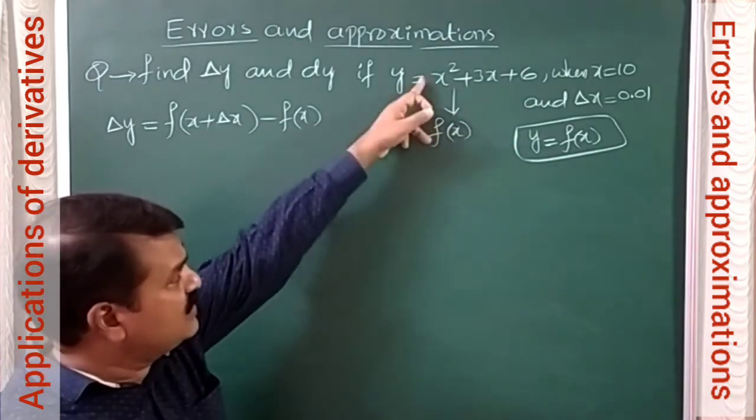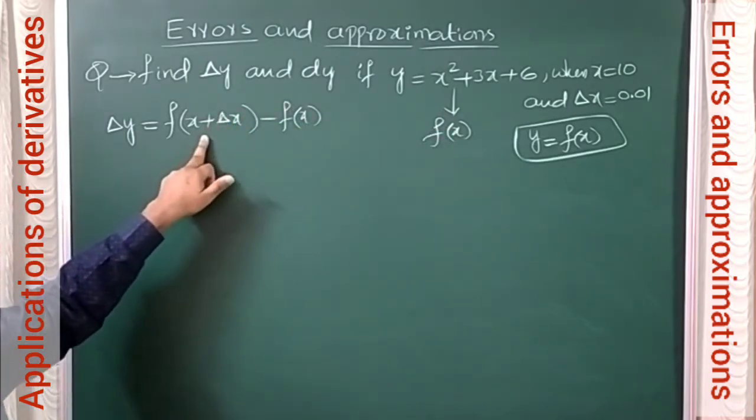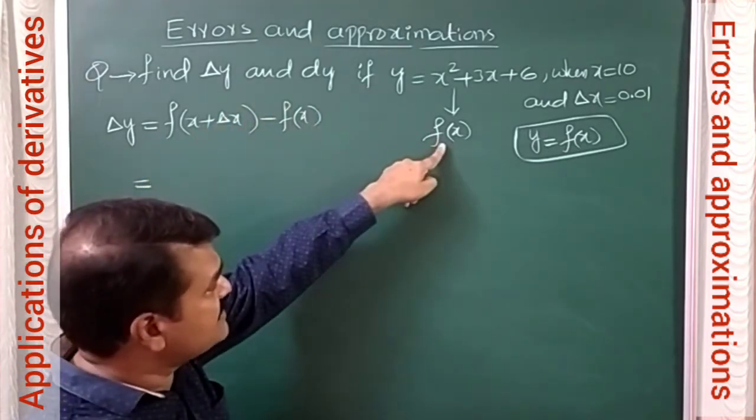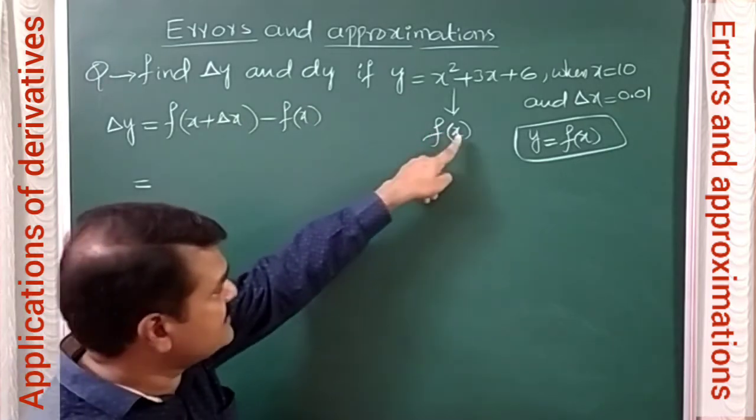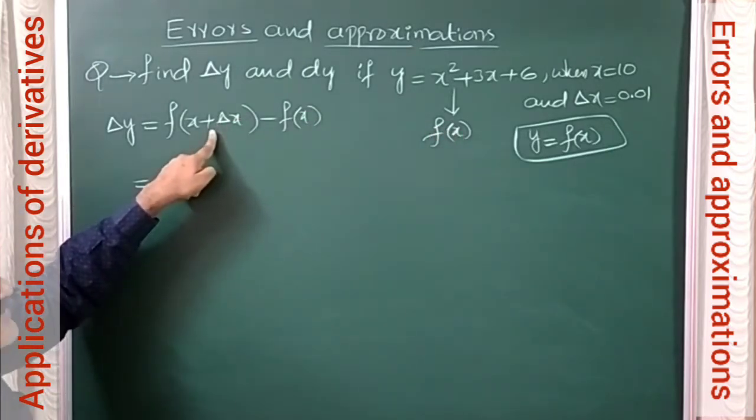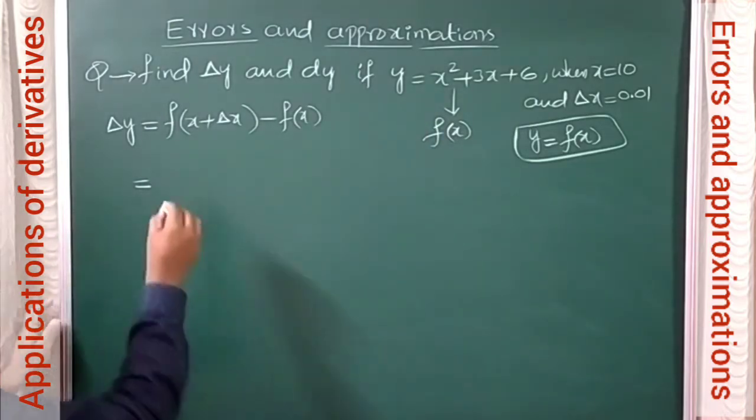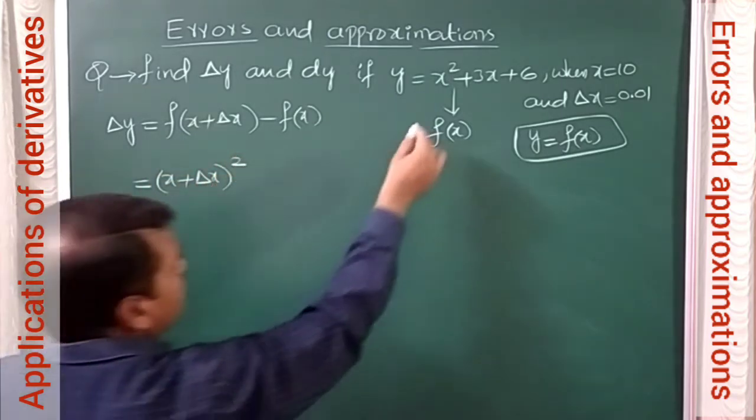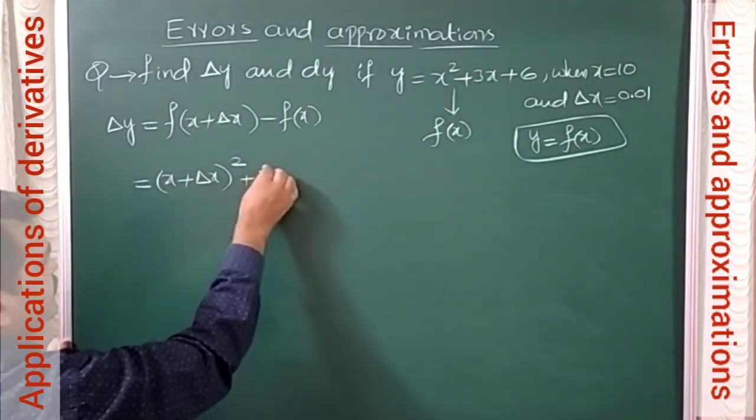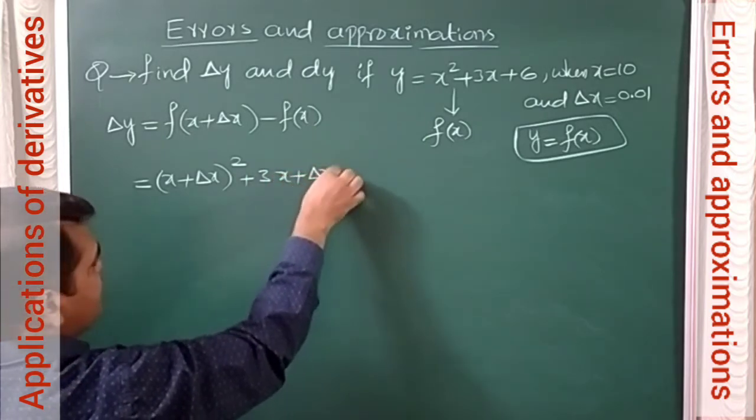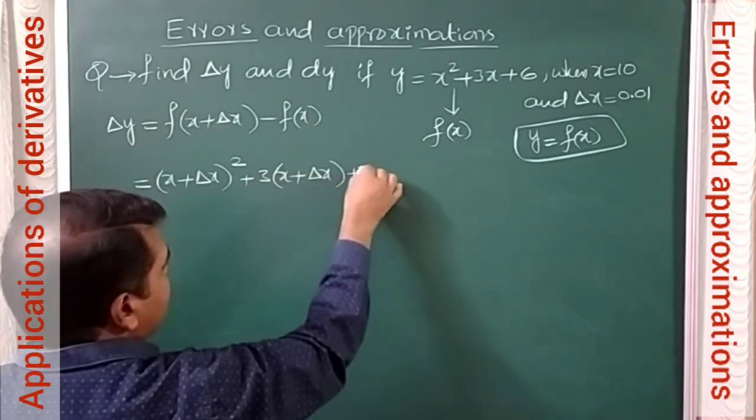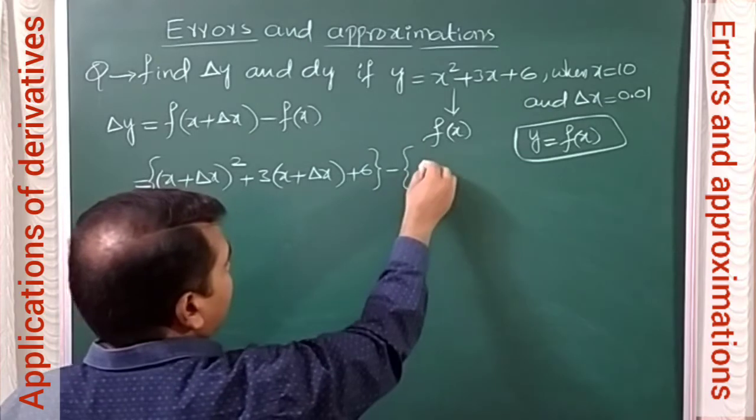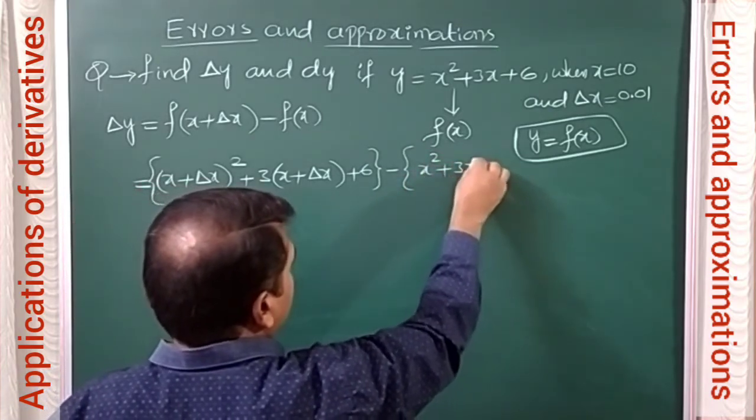So we know f of x value here, and using f of x we will write f of x plus delta x. Okay, so f of x plus delta x means, in place of x, you take x plus delta x. So here we will get (x plus delta x) whole square plus 3 into (x plus delta x) plus 6. This is f of x plus delta x, minus f of x, which is x square plus 3x plus 6.